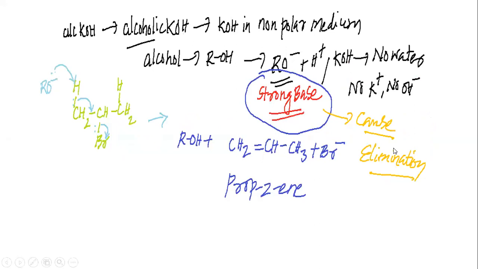But when it comes to the alcoholic KOH, my dear students, KOH is in the non-polar medium. In non-polar medium, alcohol gives RO-. This RO- is a very strong base, and it can be a very good eliminating reagent. So this strong RO- causes elimination.